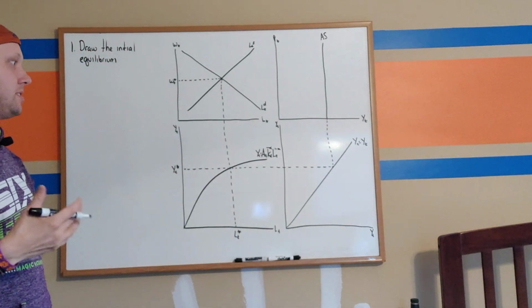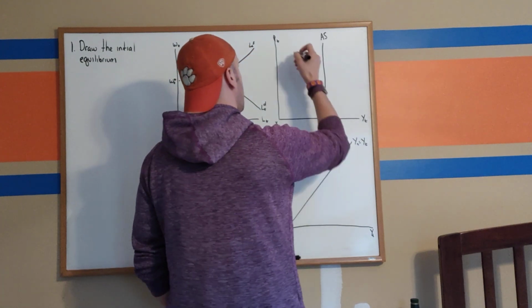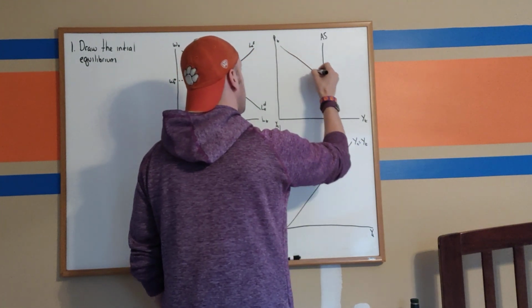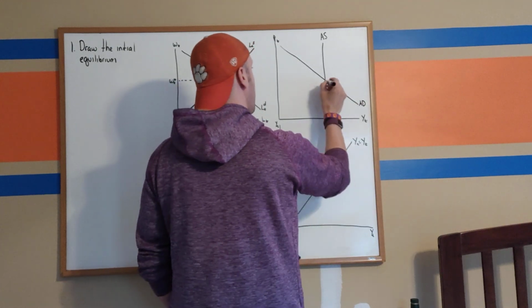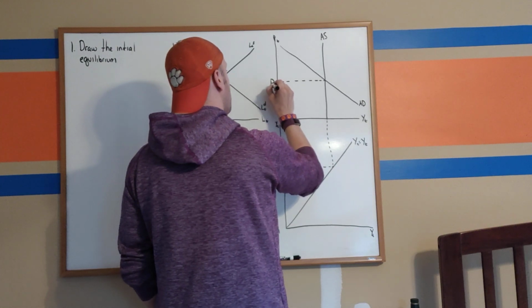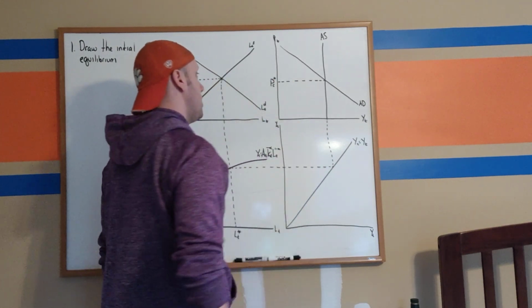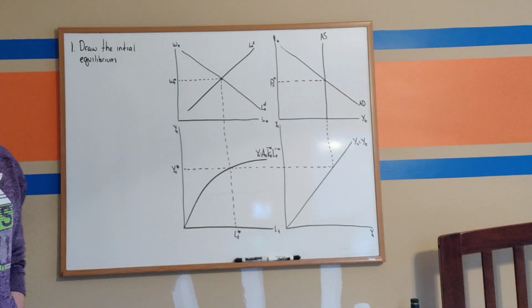All right, now the last thing that we need to do is just draw in an aggregate demand curve. So aggregate demand is just going to be a downward sloping curve. Now where these two intersect, we're going to have an equilibrium price level. Call it P star, like this. And this is going to be the initial equilibrium.